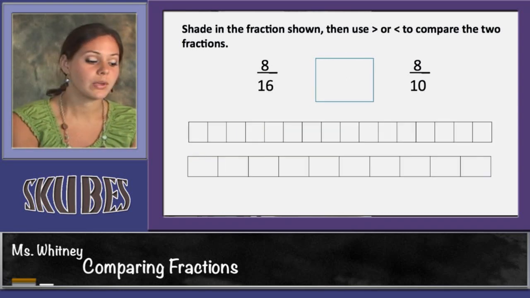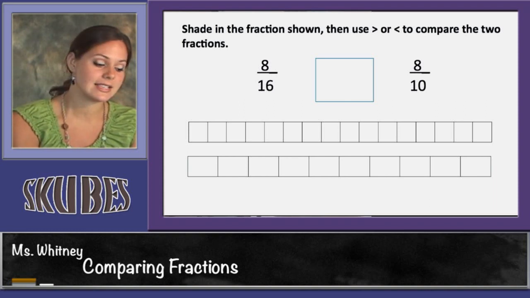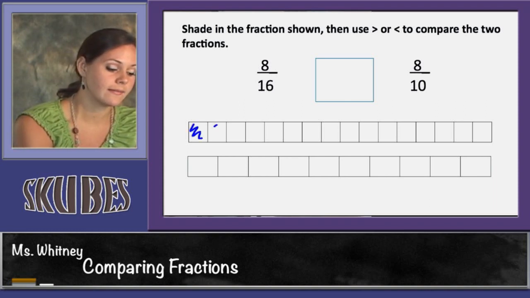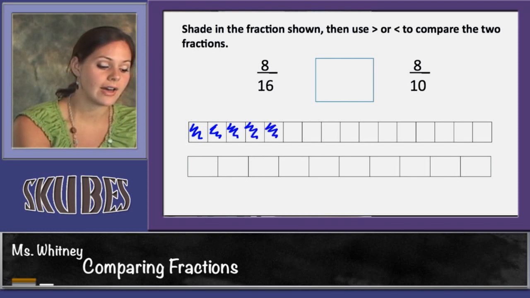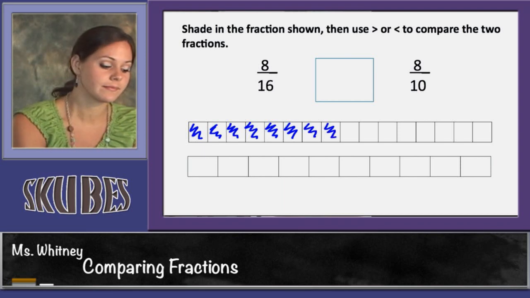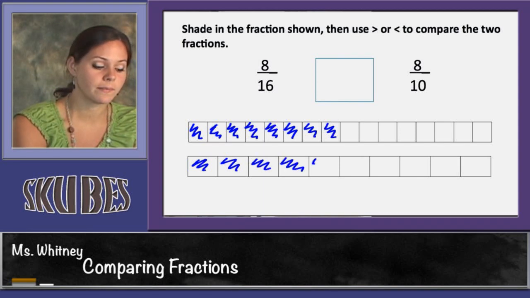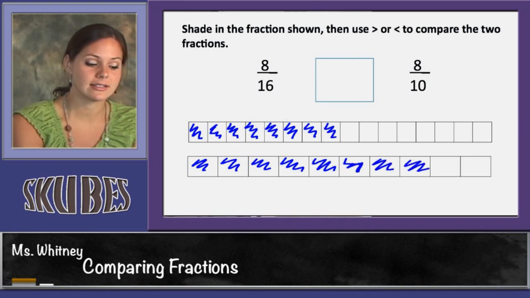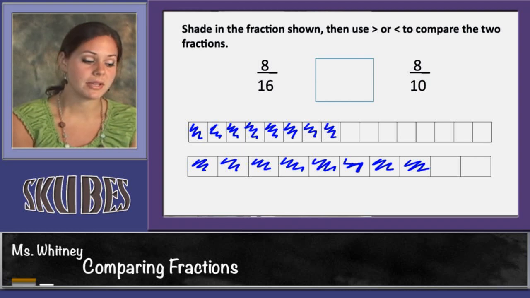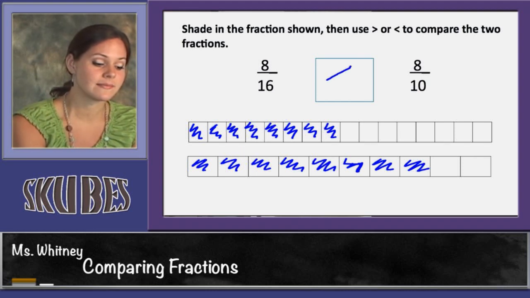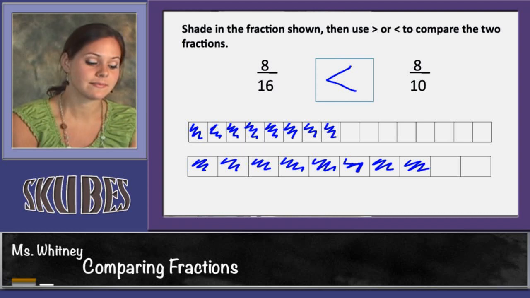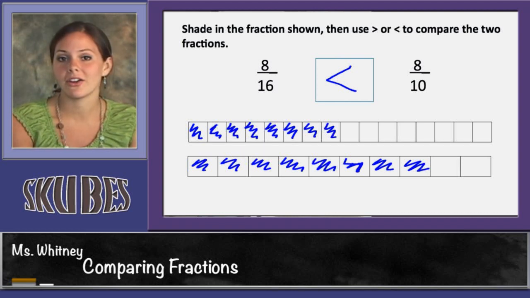And here's the last one. We have 8/16 and 8/10. You can shade in 1, 2, 3, 4, 5, 6, 7, 8 out of 16, and 1, 2, 3, 4, 5, 6, 7, 8 out of 10. I can see from my picture that 8/16 is less than 8/10. And that concludes our lesson on comparing fractions.